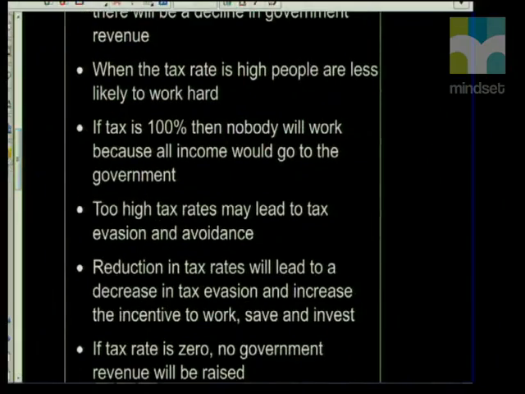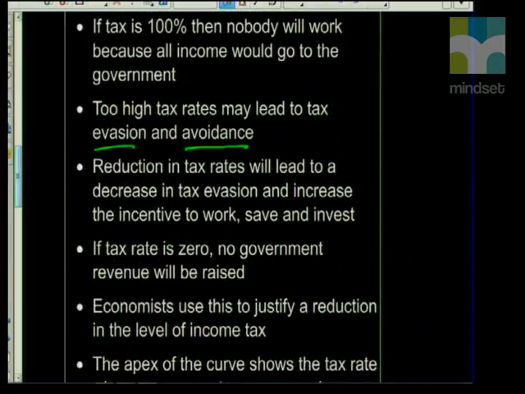When the tax rate is high, people are less likely to work hard. Yes, when the tax is very high, people are less likely to work hard. If the tax is 100%, then nobody will work because all income would be going to tax, like we've mentioned. Too high tax rates would what? Would lead to tax evasion. These are two important concepts again. Would lead to tax evasion or tax avoidance. Well, we'll deal with that some other time, what's the difference, what they mean.